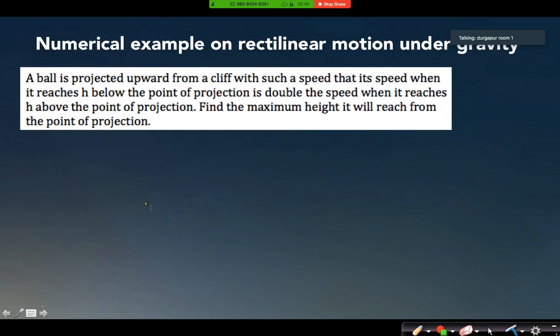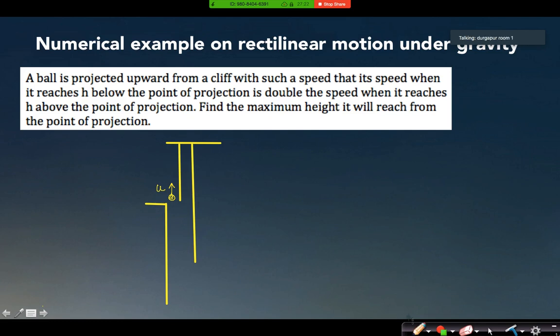Think of it like this: there is a cliff or a tower. Someone projects a ball upward with a velocity u. So what will the ball do? The ball will move to a certain height. Suppose this one. This is the maximum height of the upward motion. Then the ball will again come back, right? And it will fall below the tower.